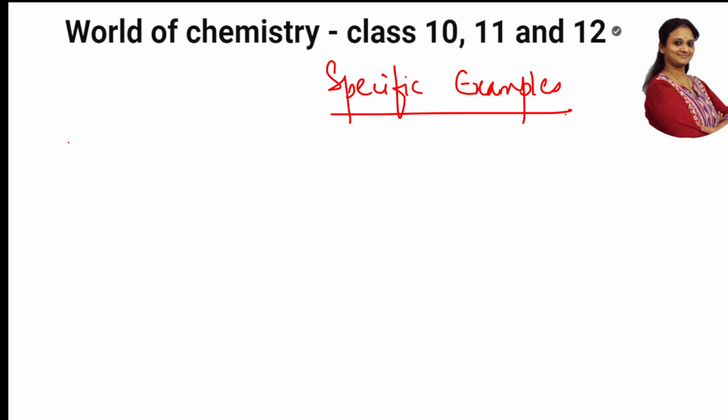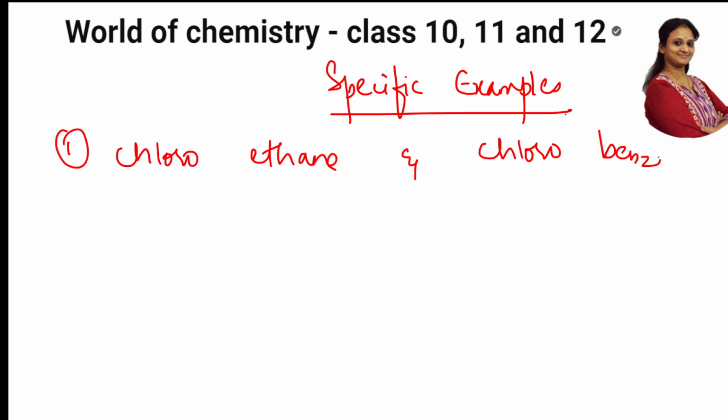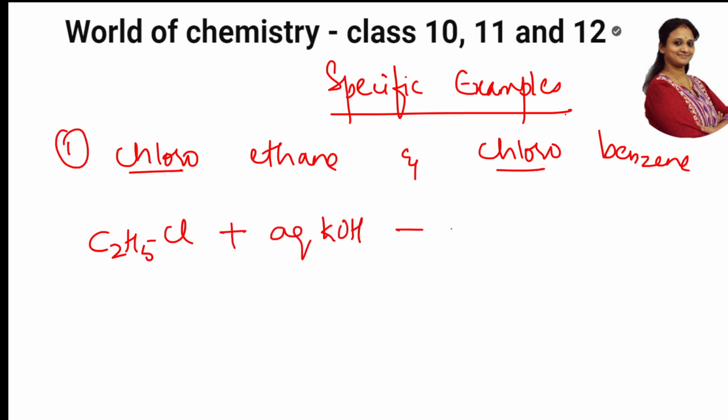For example, I'll give you one. One is the chloroethane and chlorobenzene distinguishing test. Now this is your haloalkane, this is your haloarene. They're going to differentiate between both. Simple, I'll just start. What did we learn? Chloro compounds, or haloalkanes, respond to which test? Aqueous KOH. What do you get? You'll be getting an alcohol and you'll be getting KCl.